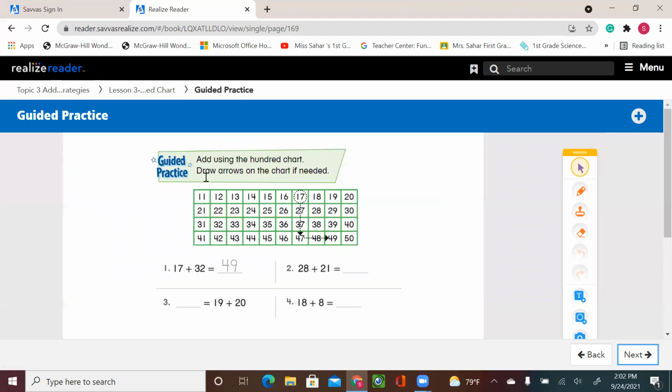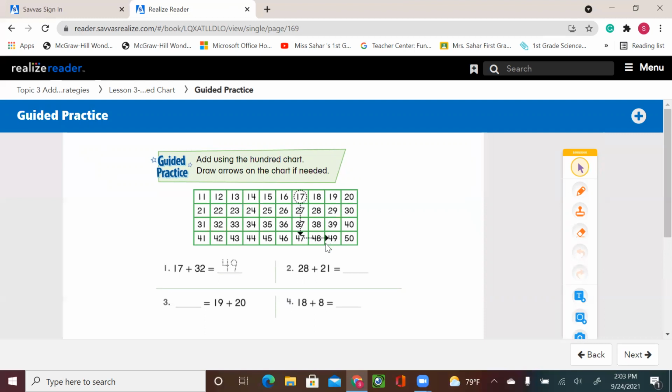All right, let's see what we have here in our guided practice, page 94. We have the 100 chart, and we have our equation, 17 plus 32. Here is the 17. I look at my second addend, 32. Where's my tens? The 3. That means I'm going down 3 rows. 1, 2, 3. And my ones are 2, so I'm moving to the right 2 boxes. And then read your number, 49.